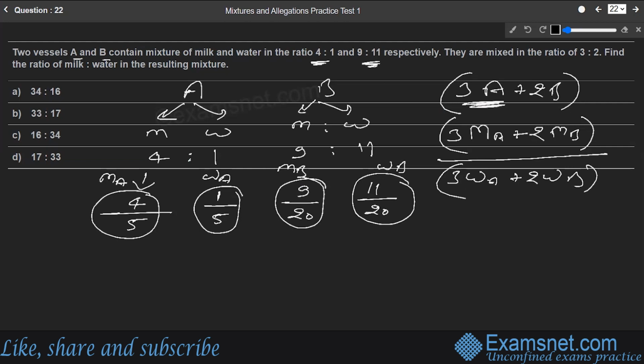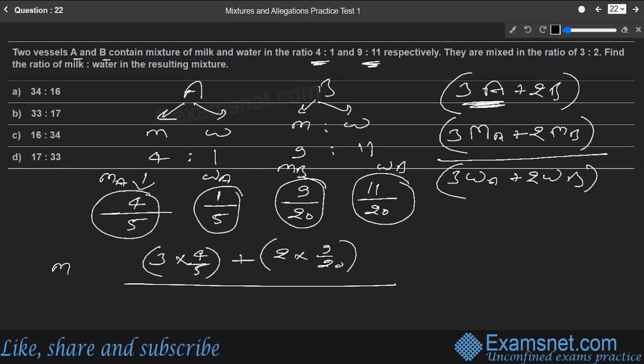So let us do it like that. 3 times the milk part in A is 3 into 4 by 5, added to 2 times the milk part of B, that is 2 into 9 by 20. That is the total milk part. Divided by the total water. Now total water is 3 times the water part in the first mixture, A, so 3 into 1 by 5, plus 2 times the water part in mixture B, so 2 into 11 by 20. So this is how the ratio can be found out.